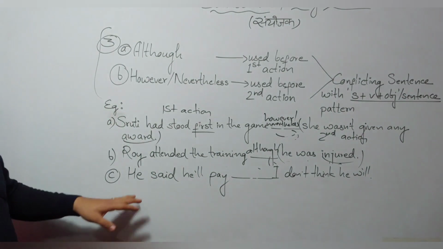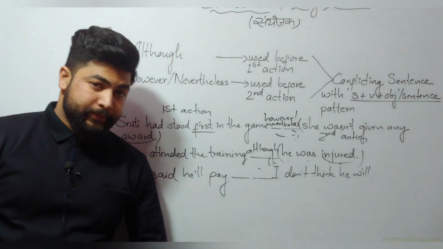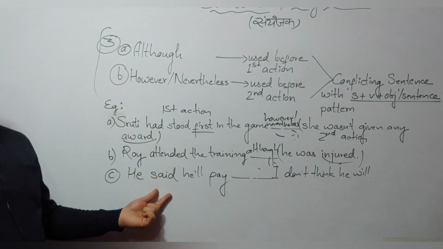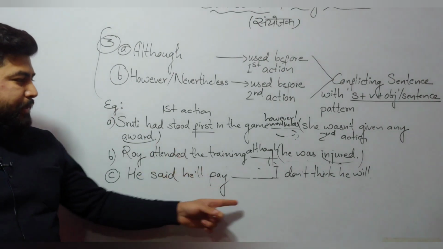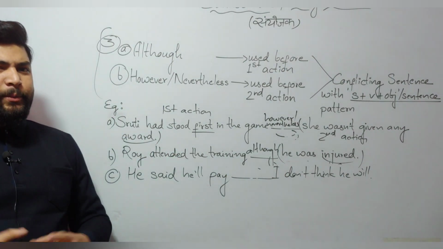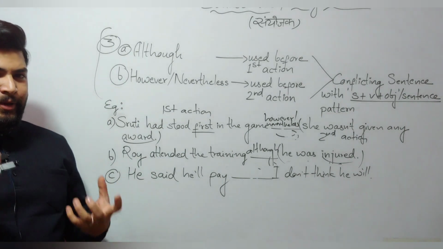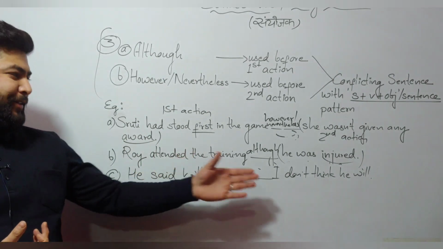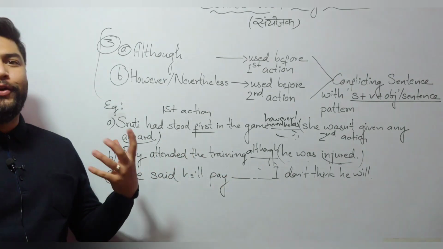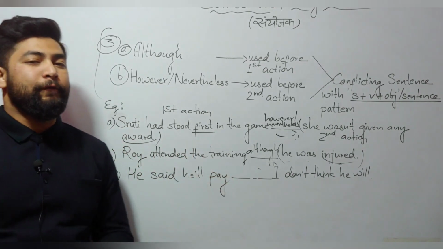So you read it. He said he will pay. I don't think he will. So he says one thing. He said that he would pay, right? He would pay the bill. But then I don't think he will means there is some conflict between him and me, right? We're having different thoughts. So he thinks he would be paying, or he says that, but to me, it's like you won't. So that is a conflict between him and me. So this is a conflicting sentence.